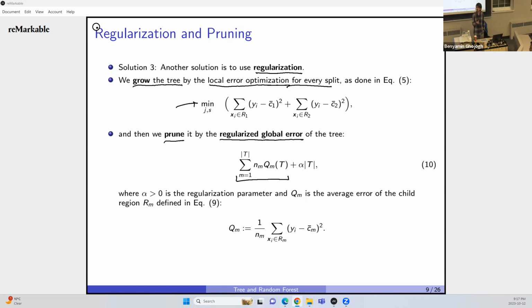Now I regularize it by the number of children. Because this is bad, I want this global error to be decreased. Also, I don't want to have too many children, because too many children means overfitting, right? So also alpha is the regularization parameter, greater than 0, right? We talked about Q_m before. This is regularized global error and this is local error.